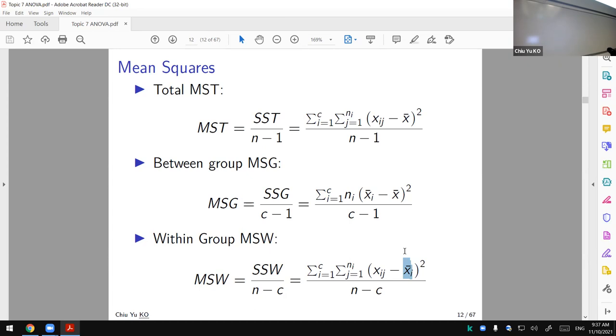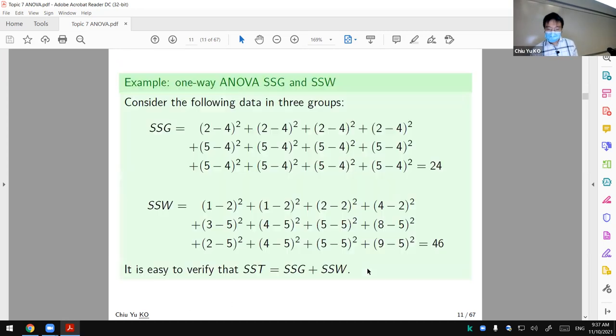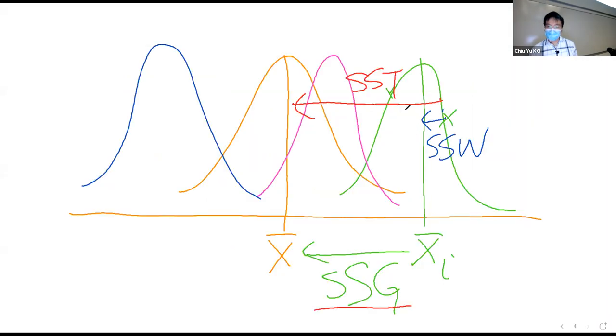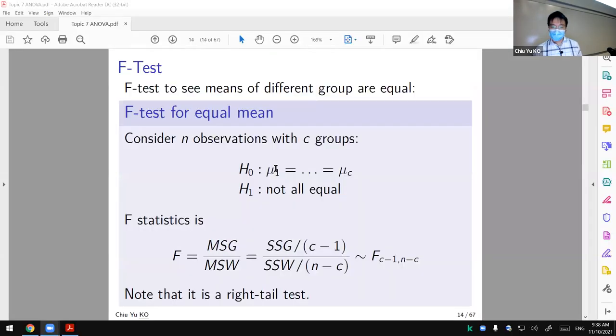Because MSW is asking how each data point differs from the center of its own group, right? And SSG is asking how this relates to this one. So they should not be too much different from each other. That's the idea of the test.